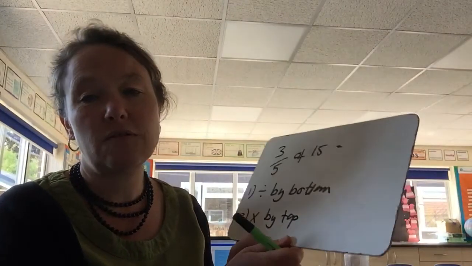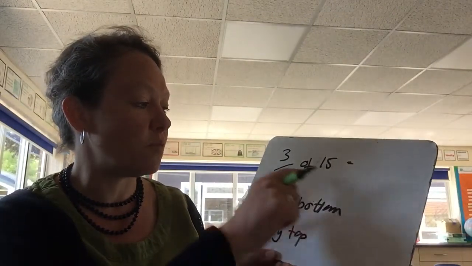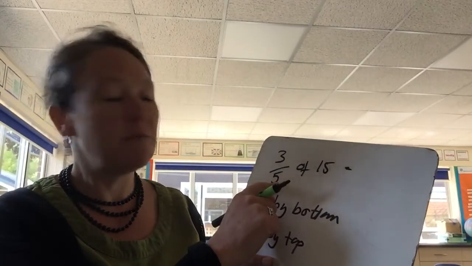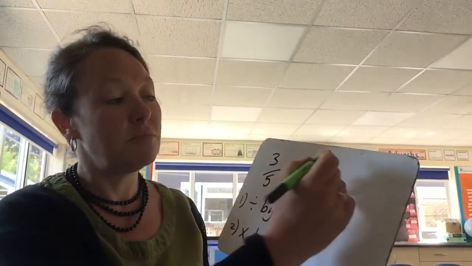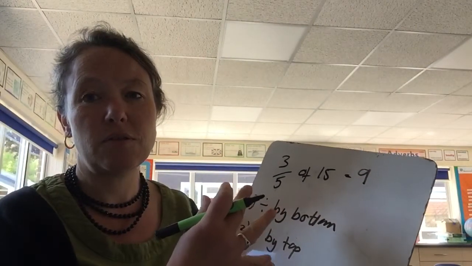But the key to doing fractions of numbers is that you divide by the bottom number and times by the top. So going back to our question, if you divide 15 by 5, you get 3, and then if you times 3 by 3, you get 9. Okay, so that's dividing by the bottom number and timesing by the top. So that's the first thing that you will need to do. And I think the first 3 or 4 sections of the My Maths lesson deal with fractions of numbers, and then you move on to equivalent fractions.